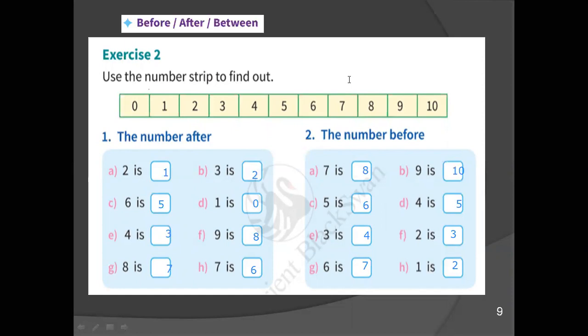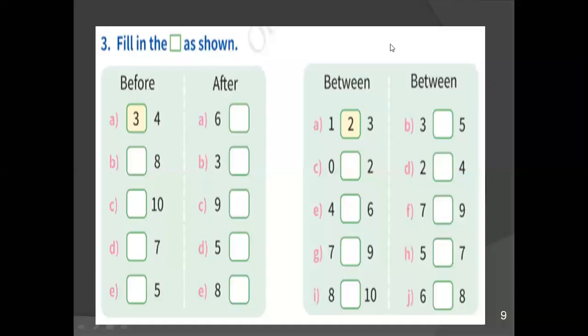Now we will pass on to fill in the box as shown. Fill in the blank box as shown. See, you can do it as homework. Two examples I will do, two you have to do by yourself. Okay. Yes, we will start doing now. Before number, this is after number. First we will do before number.